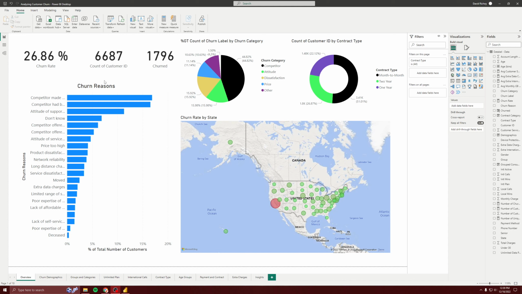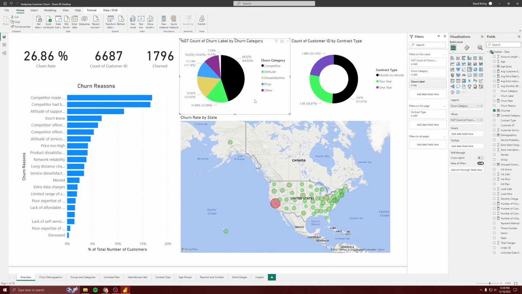So it's not a personal project. It was part of my training. So we're analyzing customer churn. Here's just an overview page where we have the overall churn rate percentage, the number of customers, and the number of them that churned.